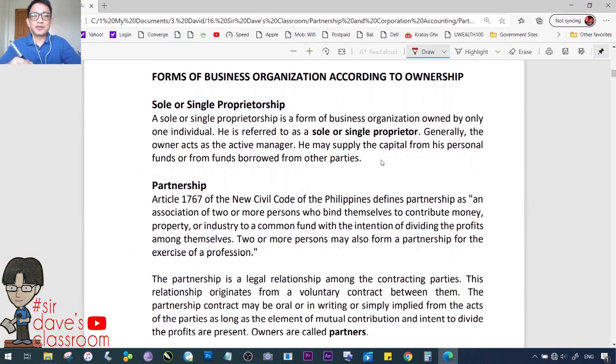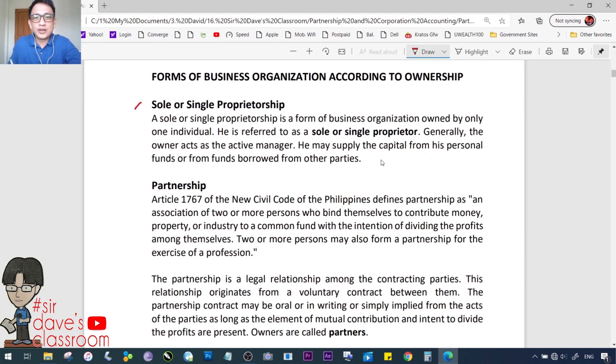Ayan. Okay, let's have a review. Forms of business organizations according to ownership. So as we have said, yung na-discuss natin na sole proprietorship, partnership, and corporation dun sa ating book number 1, yun pa rin yung definitions dito, syempre. Okay? Nire-review lang natin siya. And yung mga na-discuss natin na service business, merchandising, at manufacturing doon sa ating part 1, that was under the assumption na sole or single proprietorship yung ating kind of business doon according to ownership.